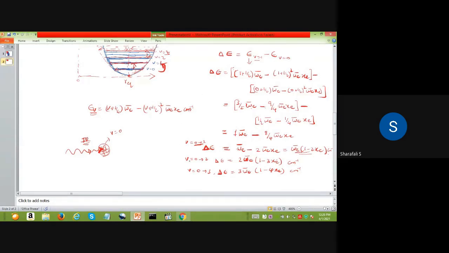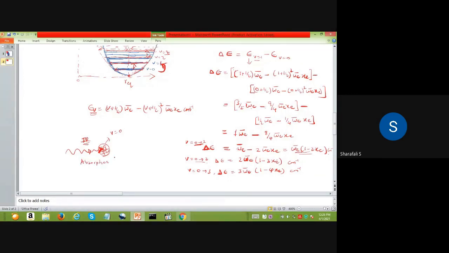And similarly, in the v equal to 0 to v equal to 2 case, from the ground state the molecule gets energy equal to 2 times the energy gap between these energy levels. In that case, the molecule will go from 0 to the v equal to 2 energy level. Similarly for all other transitions. That is the absorption. So actually what is happening here is absorption.